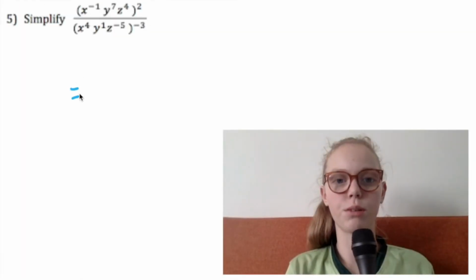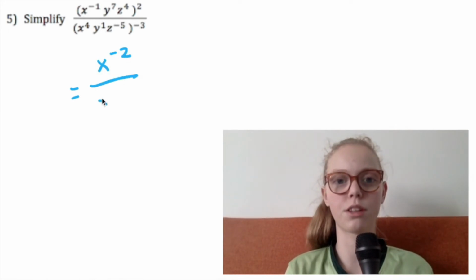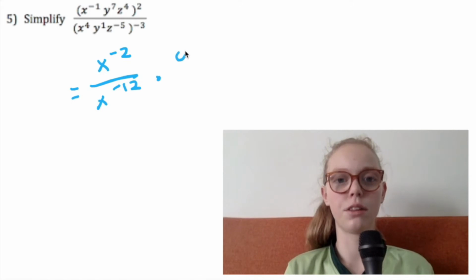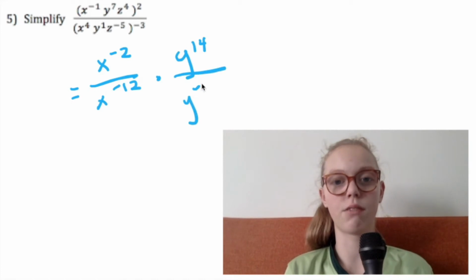What we're going to do is we're going to look at each individual variable. So we have on the numerator x to the negative 2 because that's 2 times negative 1. And on the denominator, 4 times negative 3 equals negative 12. Now we're going to look at y. On the top, we have y to the 14 because that's 2 times 7. And on the bottom, we have y to the negative 3 because that's 1 times negative 3.